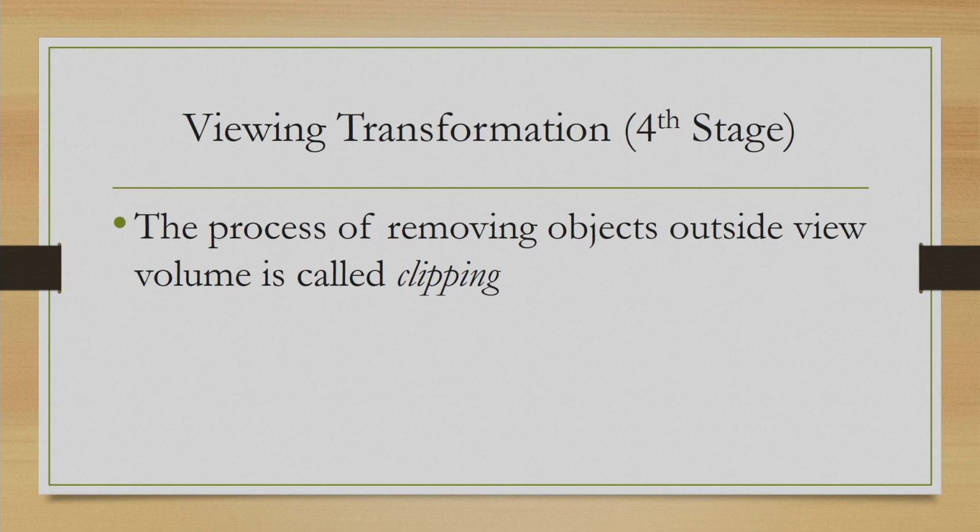So, here we require one additional process, a process to remove objects that are outside the view volume. Now, those objects can be fully outside or partially outside. In both cases we need to remove them. When an object is fully outside we completely remove it, and when an object is partially outside we clip the object and keep only the part that is within the view volume; the outside part we remove. The overall process is called clipping.